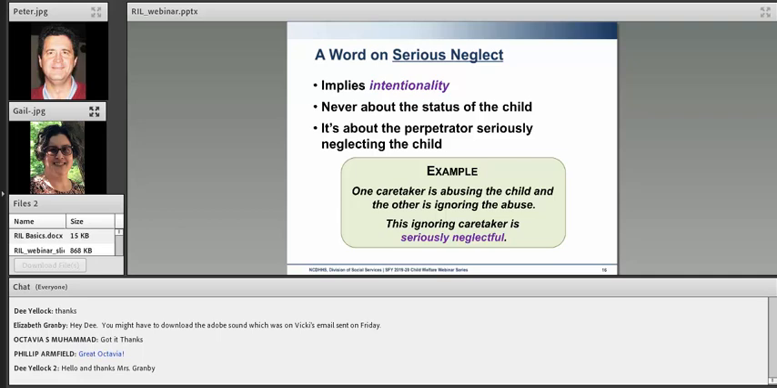And then one last word on serious neglect. Think of it this way, and hopefully it'll be helpful. A child is abused, neglected, or dependent, but a caretaker can be seriously neglectful.